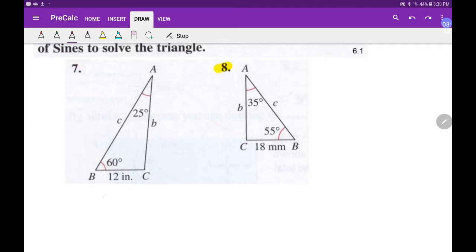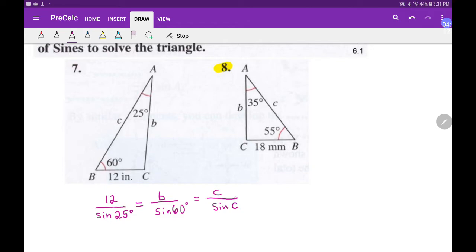And I'm going to say 12 inches over the sine of 25. Might want to switch your calculators to degree mode again. If they were in radian, it's time to switch. We also know that B, which I don't know, is over the sine of 60. And then eventually I'll figure out C, which is over the sine of C.